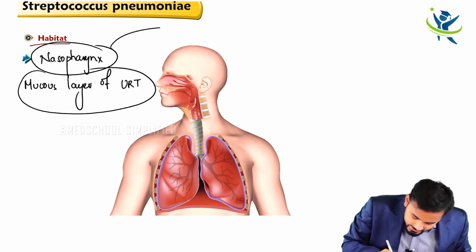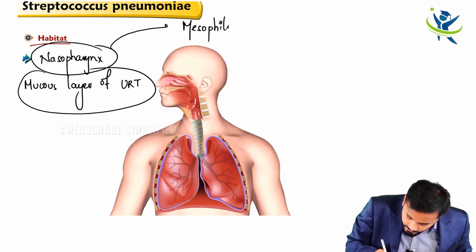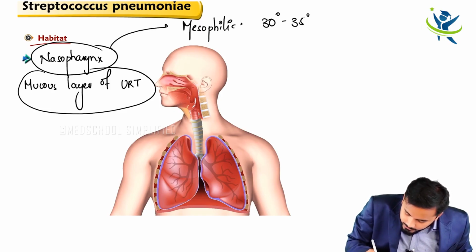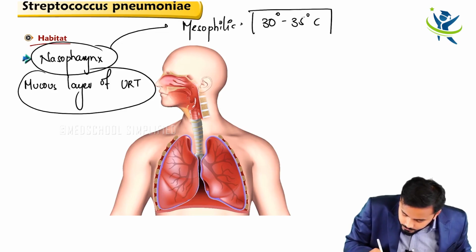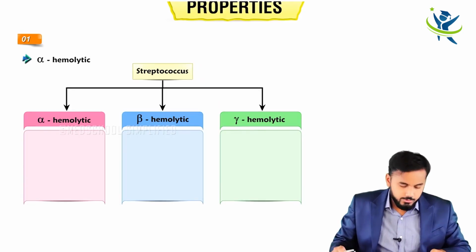So let me write it here itself. This bacteria is mesophilic. Why? It can live at a temperature of 30 degrees centigrade to 35 degrees centigrade. Okay, hope you understood now.